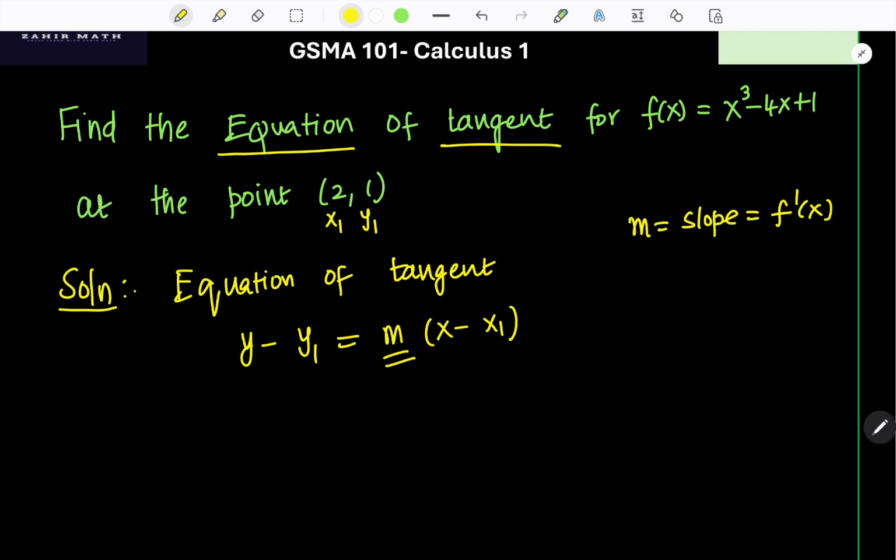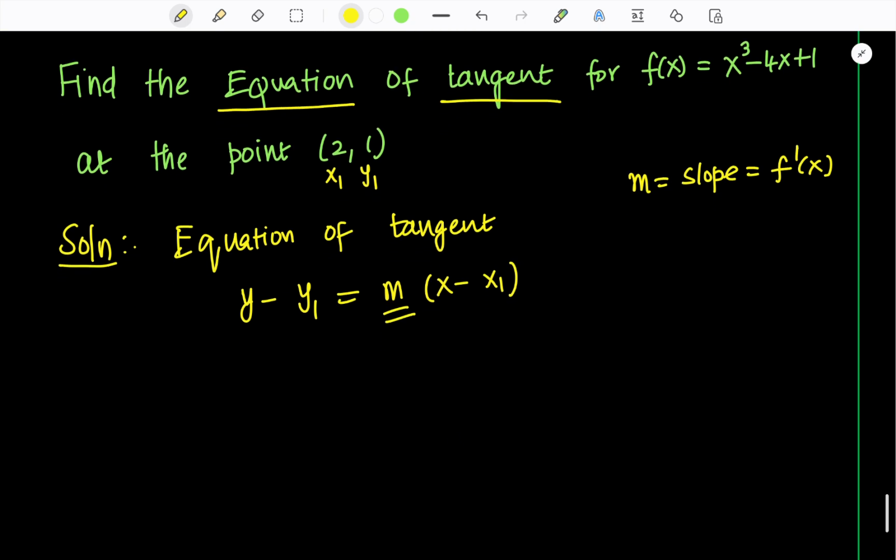m is nothing but what? Slope. Slope is nothing but f dash of x. Keep that in your mind. At the point. Yes. So our first job, step number 1, is to find the slope. Step number 1 is to find m.